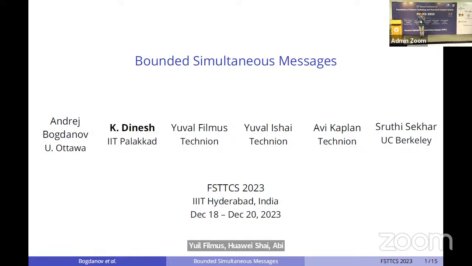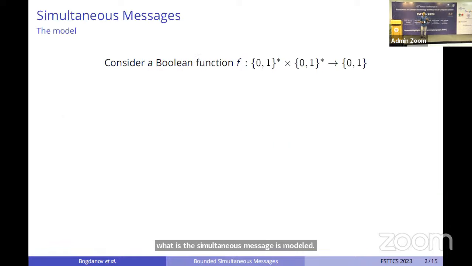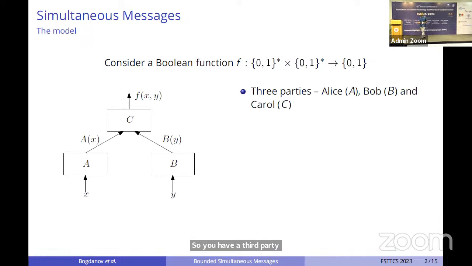Okay, so let's get started. We'll talk first about what the simultaneous messages model is. So we have seen in some of the previous sessions, you again have two parties, Alice and Bob, except now they don't talk to each other. So you have a third party called Carol, who is going to help do the computation.